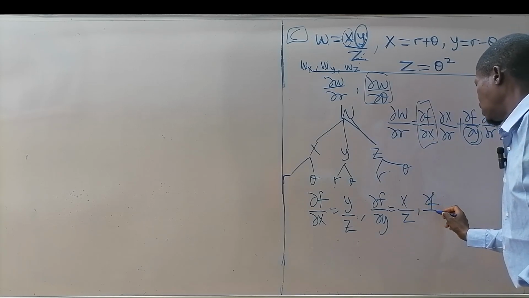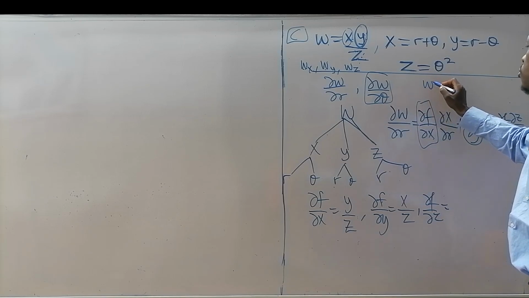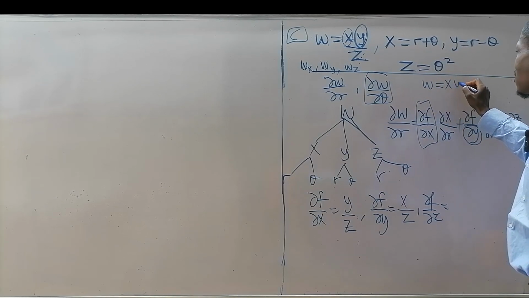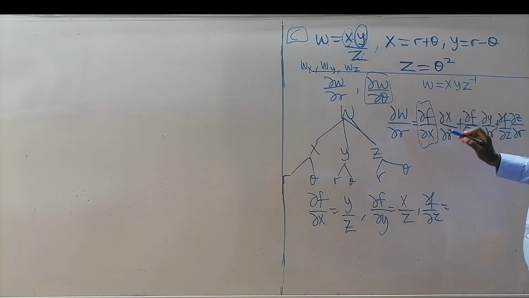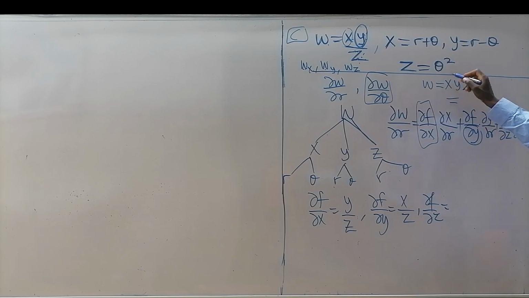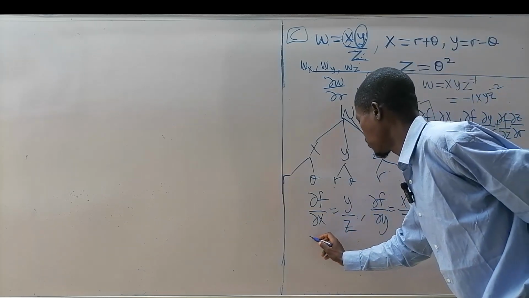Then del F del z. The best thing for us to do in this case is to rewrite this. Do the algebra, rewrite it in this form, and it becomes easy to differentiate. If you differentiate this one, the power will come to the front, and then the power minus 1 gives minus 2. So that gives us minus xy over z squared. So that's that. Let's quickly get the other functions.